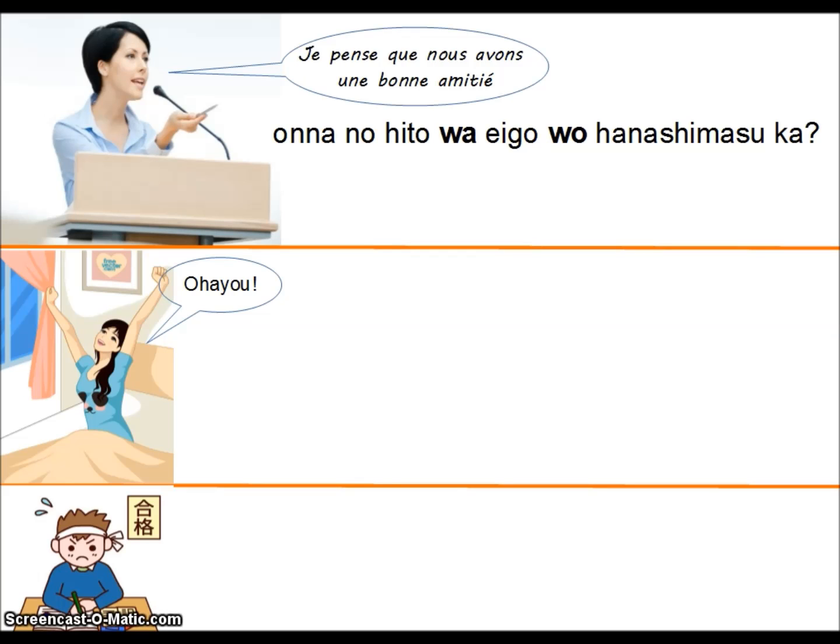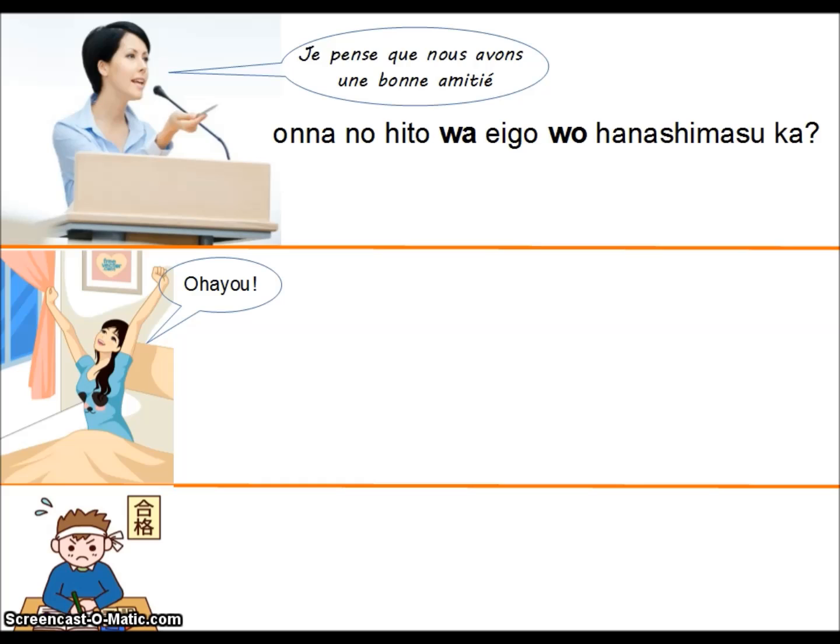Onna no hito wa eigo o hanashimasu ka? Remember, to make a sentence a question, all you have to do is add ka to the end of it. So if you just said, onna no hito wa eigo o hanashimasu, that means the woman speaks English. But because we have a ka, it's now a question. So does the woman speak English?